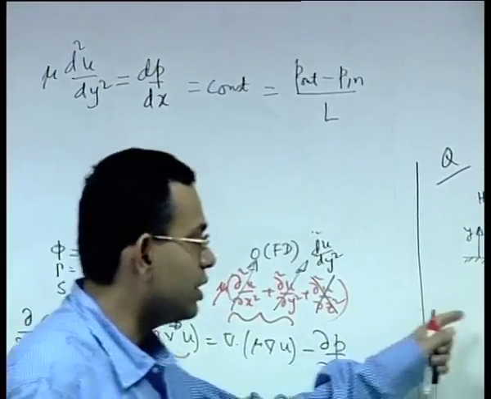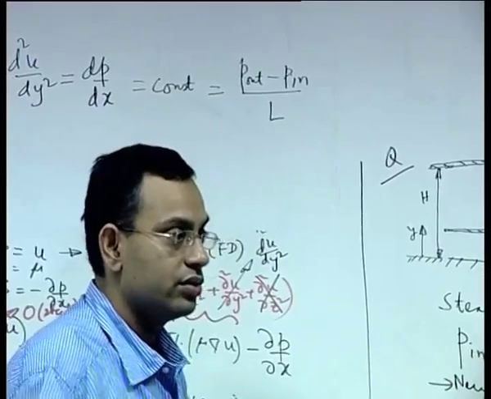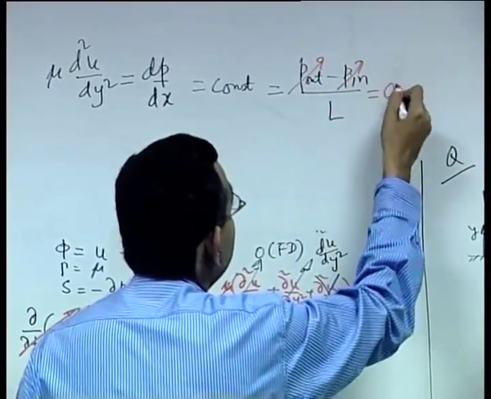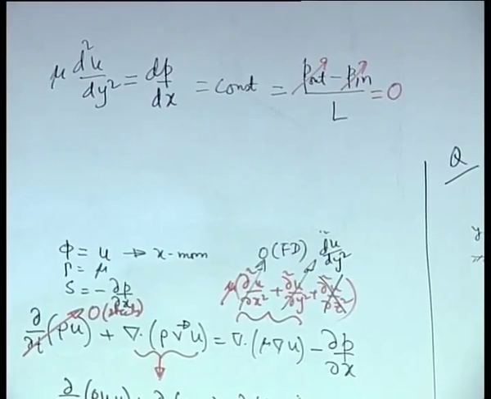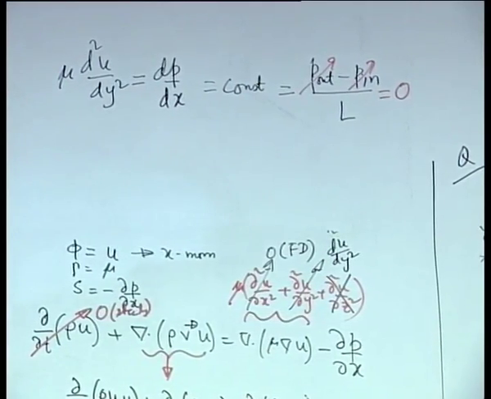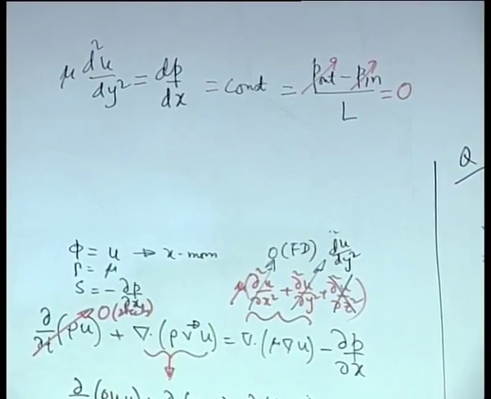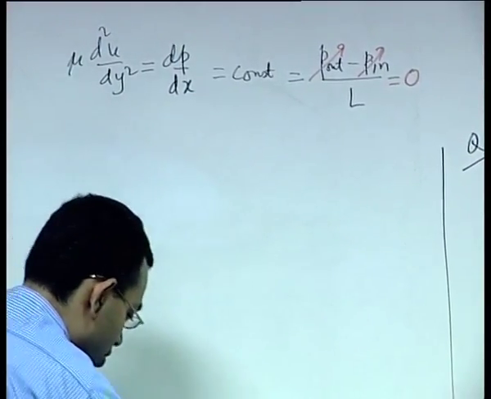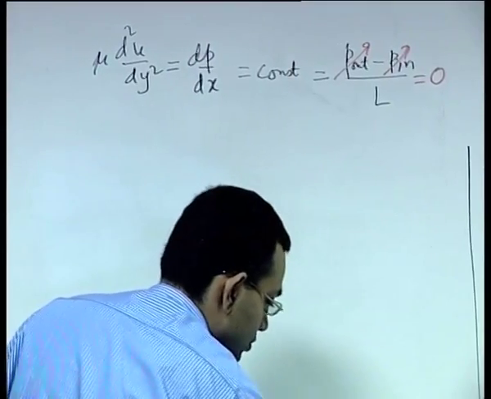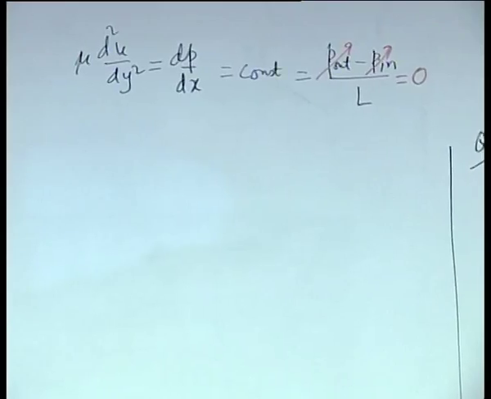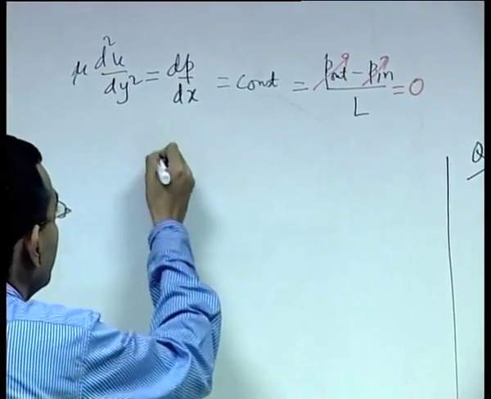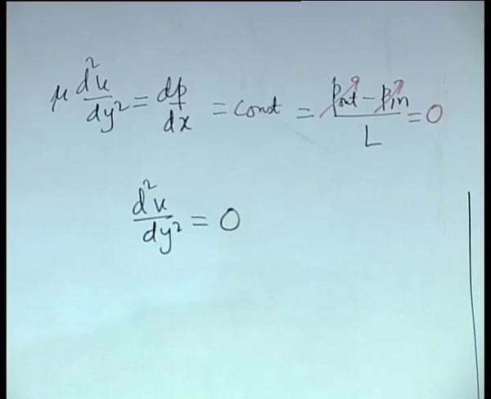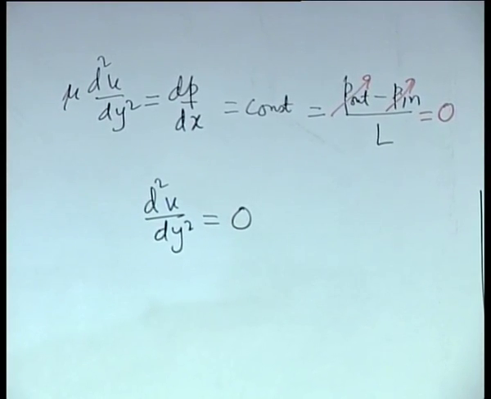Because it is given that the boundary condition p in equal to p out, that means these are equal, so this is equal to 0. So, finally we are left with the governing differential equation, d2u dy2 equal to 0. So, the first step of solving the problem is to come up with this simplified governing differential equation with appropriate logic based on which this equation evolves.